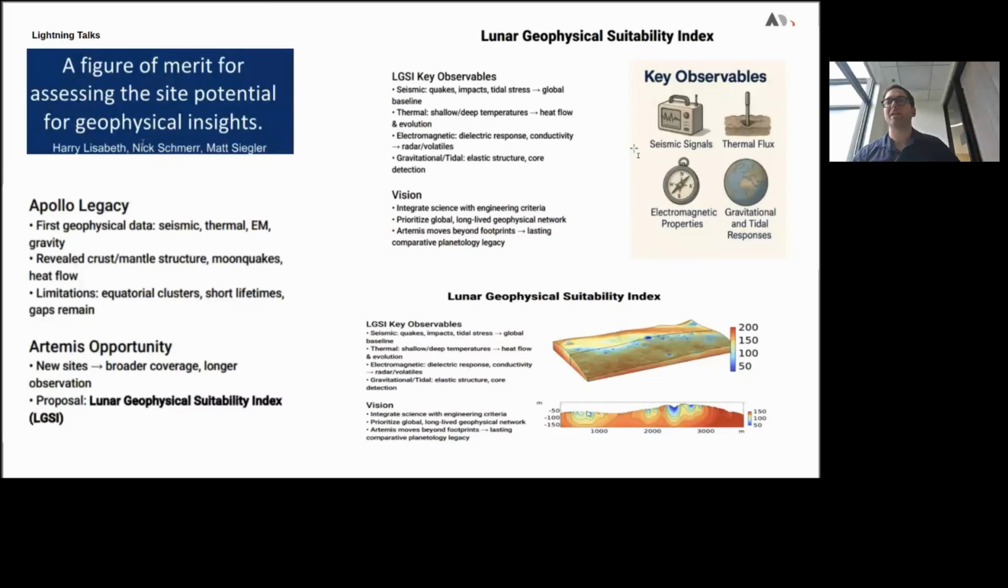There's several different types of geophysical measurements: seismicity, thermal flux, electromagnetic properties, and gravitational tidal responses. And so you would want to look at sites where you could obtain a wide variety of these types of measurements to provide geophysical insight into the SPA basin and lunar evolution.